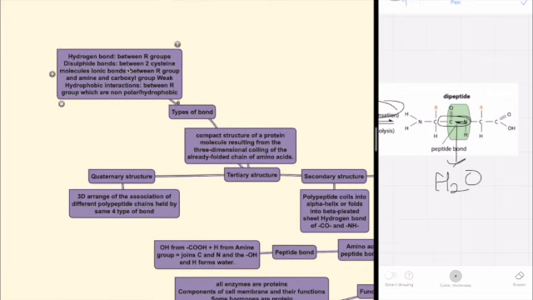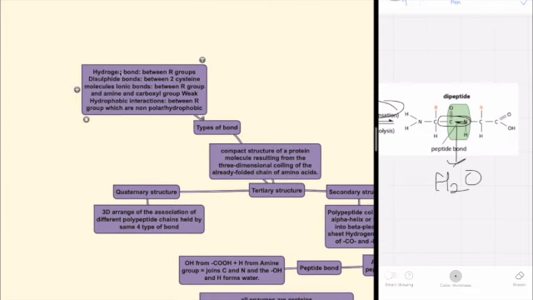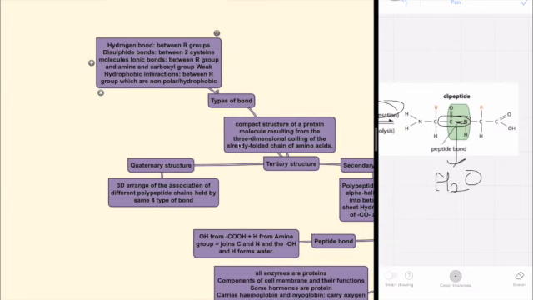So there are four types of bond for forming the tertiary structure. First is hydrogen bond, which is between R groups, disulfide bonds, which is between two molecules, ionic bonds, which is between R group and an amine and carboxyl group, weak hydrophobic interactions, which is between R group and nonpolar or hydrophobic. Lastly, this tertiary structure will form a quaternary structure, which is a 3D arrangement of the association of different polymer chains held by the same four types of bond, which is this one.